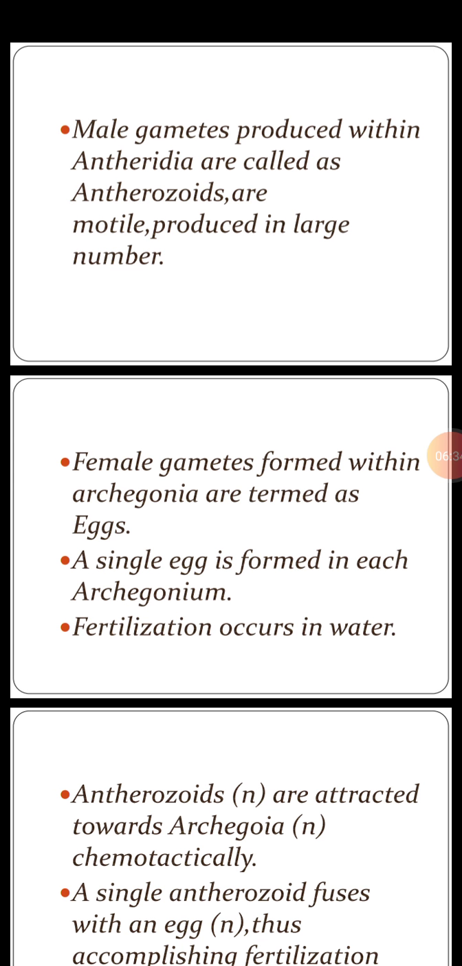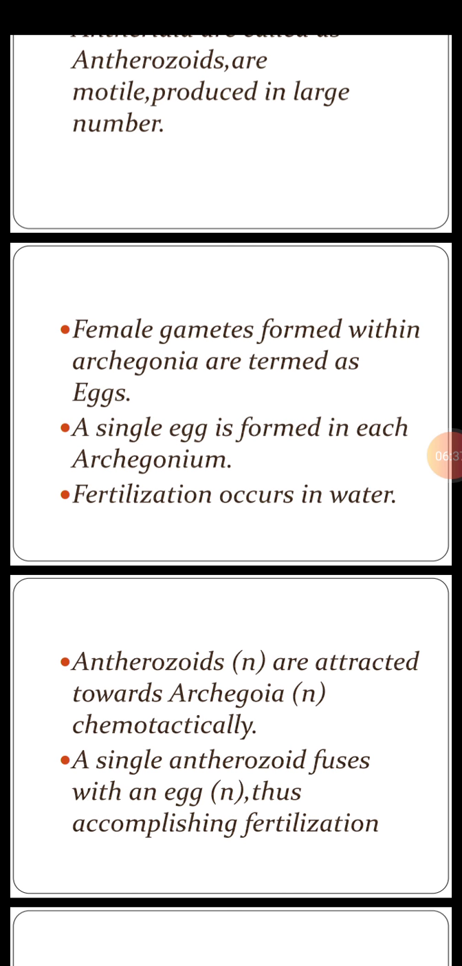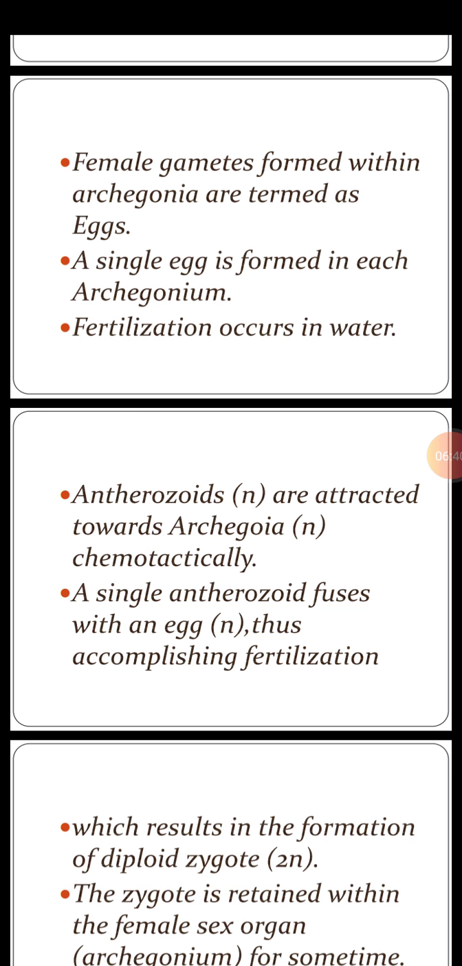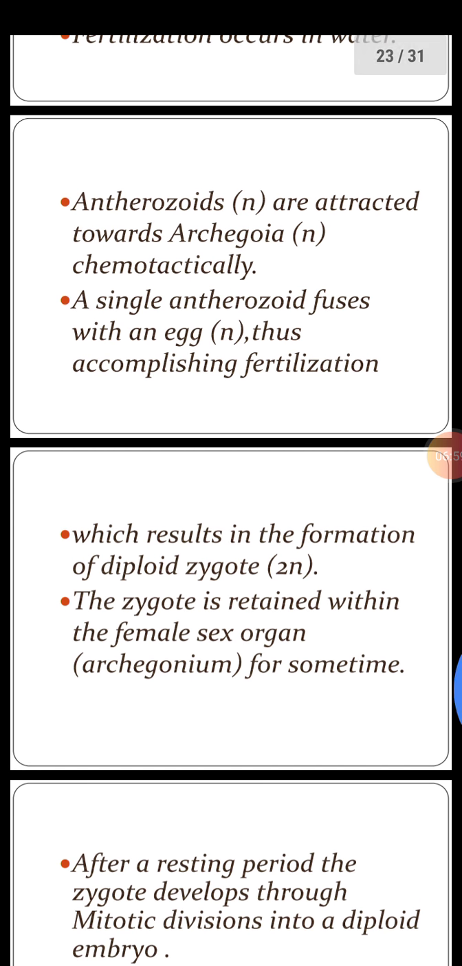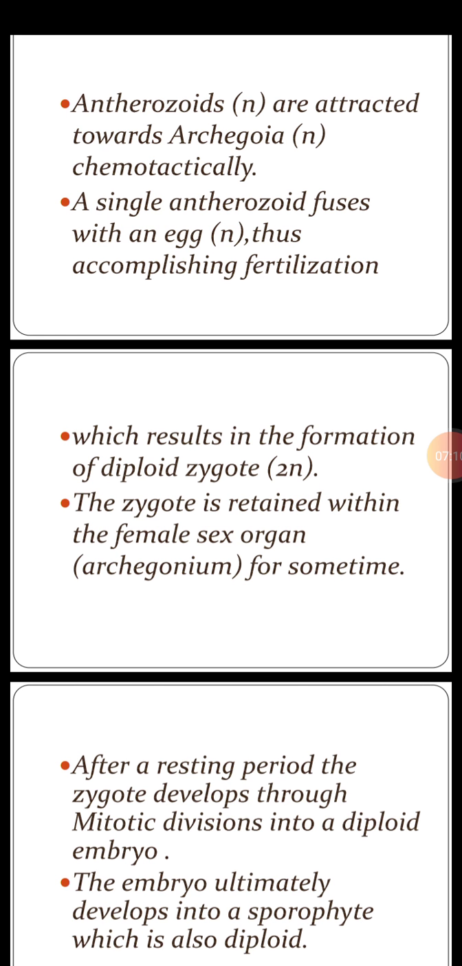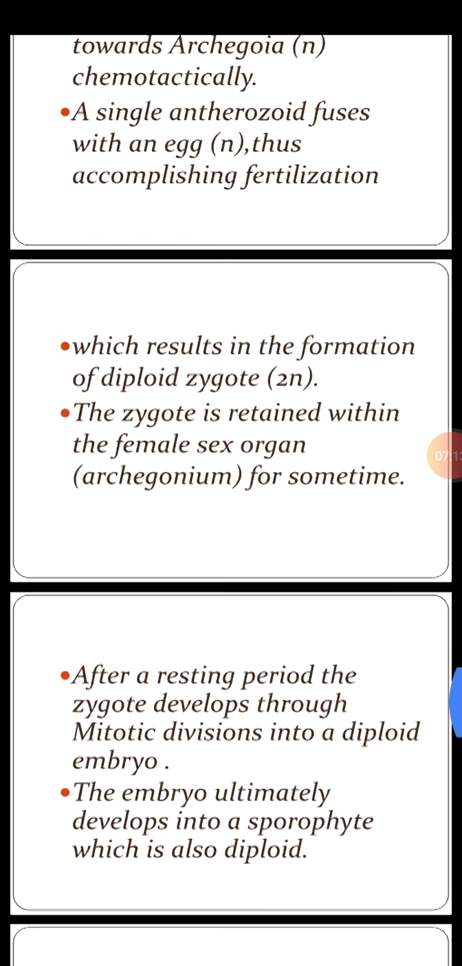Then between male and female, fertilization occurs, and this occurs in water. Antherozoids, haploid, are attracted towards female archegonia in response to some chemicals. This is called chemotactic. A single antherozoid, male, fuses with egg, female, thus accomplishing the fertilization process. It results in the formation of a diploid zygote because the two gametes unite and make a 2N zygote. This 2N diploid zygote is retained within the female sex organ archegonium for some time.